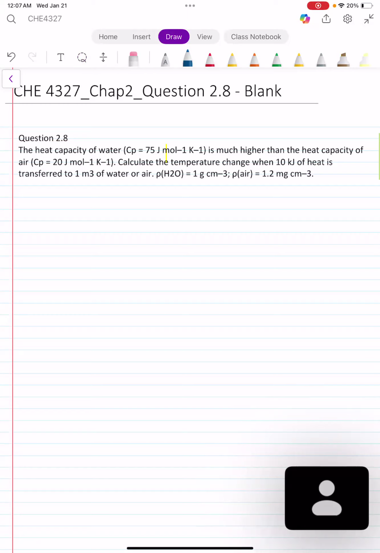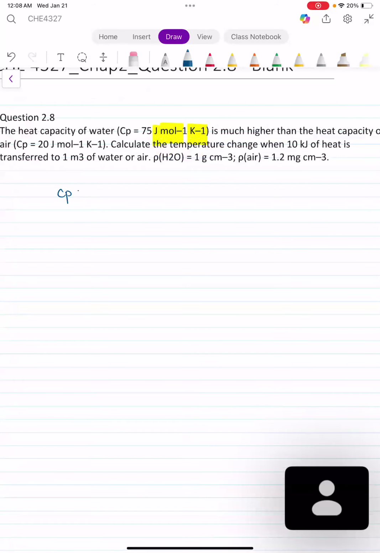If you look at the unit of heat capacity here, it's joule per mole per Kelvin. So it is energy per amount of the substance per temperature. In other words, the heat capacity of a substance basically tells you how much heat you will need to raise the temperature by 1 Kelvin for 1 mole of substance. In mathematical expressions, we can write this as Cp equals Q, heat, divided by mole, divided by the change in the temperature.